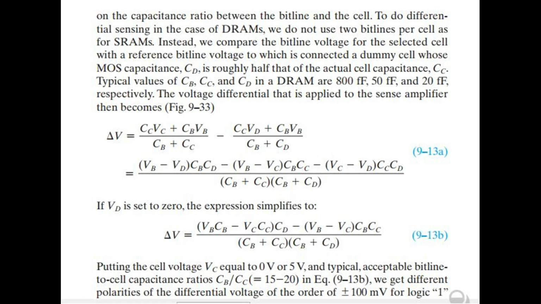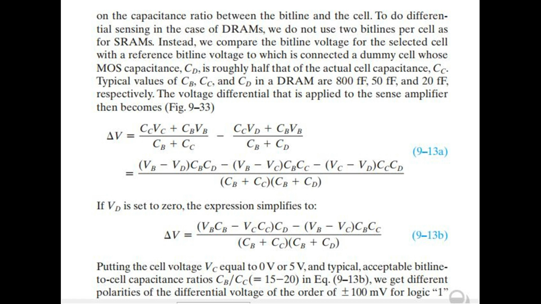To do differential sensing in the case of dynamic random access memories, we do not use 2 bit lines per cell as for static random access memories. Instead, we compare the bit line voltage for the selected cell with a reference bit line voltage to which is connected a dummy cell whose metal oxide semiconductor capacitance, CD, is roughly half that of the actual cell capacitance, CC. Typical values of CB, CC, and CD in a dynamic random access memory are 800 fF, 50 fF, and 20 fF, respectively. The voltage differential that is applied to the sense amplifier then becomes, Fig 9.33.